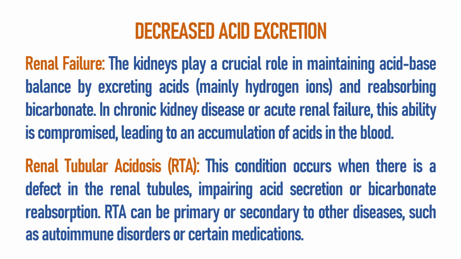The kidneys play a crucial role in maintaining acid-base balance by excreting acids and reabsorbing bicarbonate. In chronic kidney disease or acute renal failure, this ability is compromised, leading to an accumulation of acids in the blood. Renal tubular acidosis is a condition which occurs when there is a defect in the renal tubules, impairing acid secretion or bicarbonate reabsorption. Renal tubular acidosis can be primary or secondary to other diseases, such as autoimmune disorders or due to intake of certain medications.